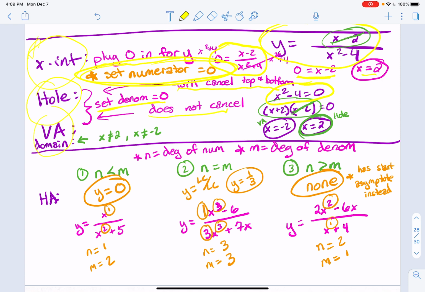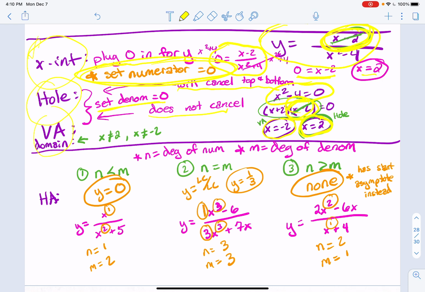So when we factor that difference of squares, (x plus 2)(x minus 2), what we notice is that this x minus 2 up here and this x minus 2 down here cancel with each other. So x equals 2 is actually a hole, but x equals negative 2 is a vertical asymptote because it did not cancel out, okay?